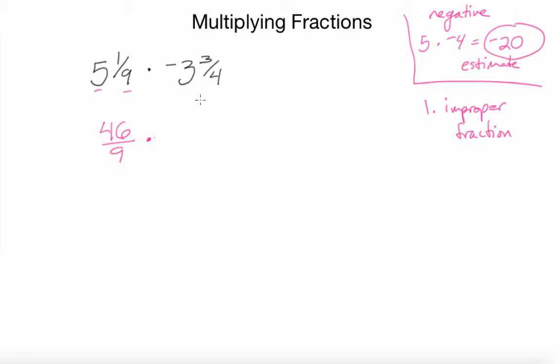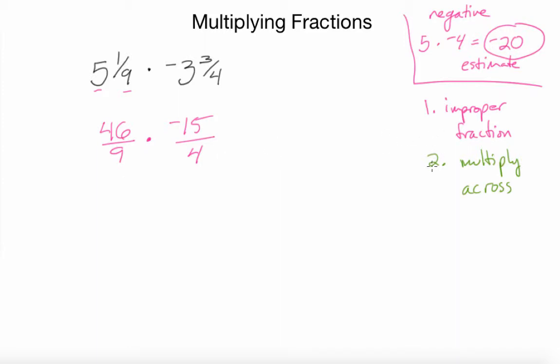I'm going to be multiplying that by 4 times 3 is 12, 12, 13, 14, 15 from the 3 there, means -15/4. All right, my next step, I've got improper fractions. Everything's good to go there. Multiplying is actually in some ways easier than adding and subtracting because I can just multiply across. Multiply across.